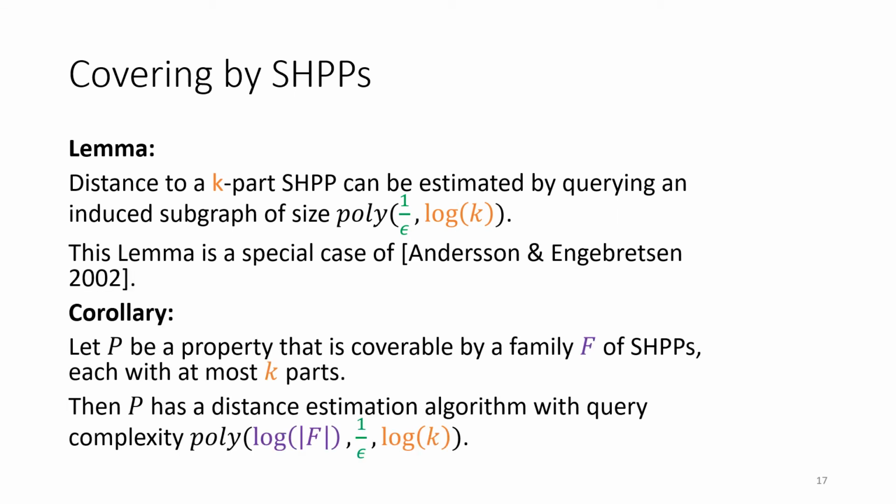Let P be a property that is coverable by a family F of SHPPs, each with at most k parts. Then P has a distance estimation algorithm with query complexity polynomial in log of the size of F, 1 over epsilon, and log k, as a corollary of the above two lemmas. Our results are hence focused on showing that each property from our results section has a cover F of k-part semi-homogeneous partition properties, such that k and the size of F are both at most exponential in epsilon.